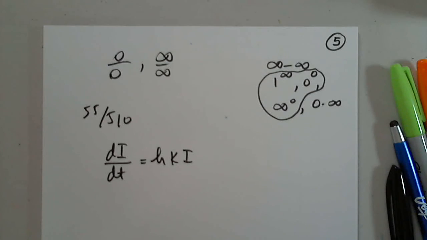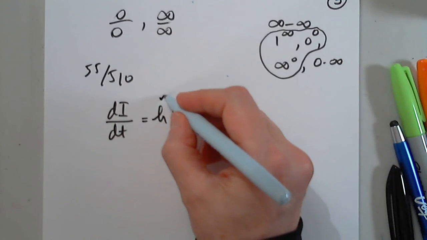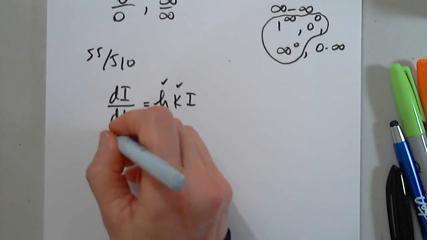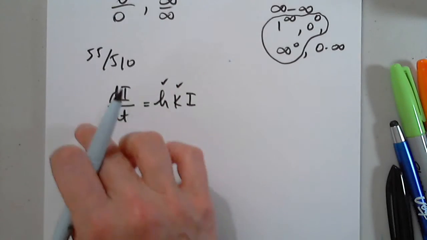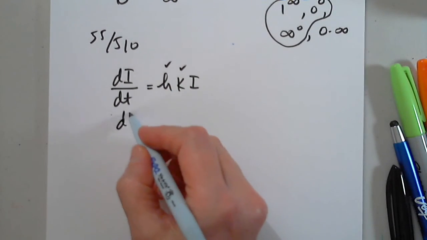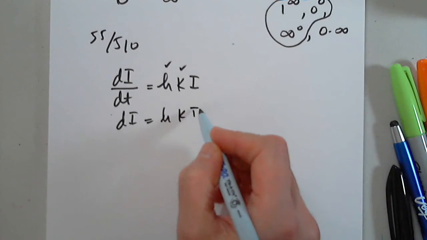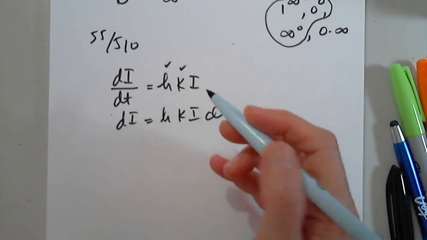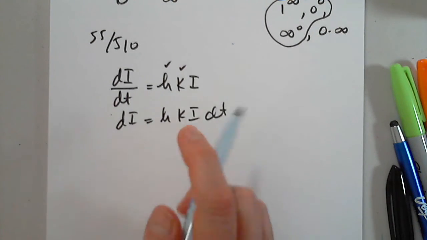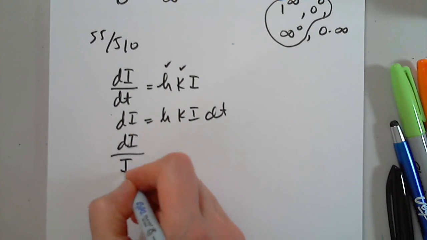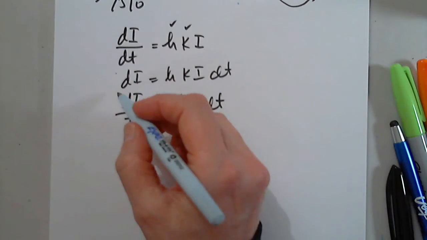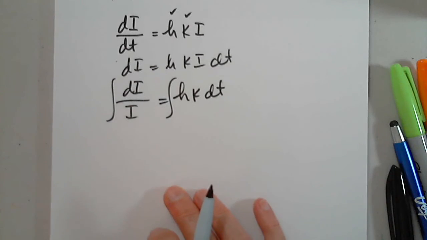Use separation of variables to solve the differential equation. So that's our first step. Don't bother with these two because they are constants. So of course I have to bring I in the denominator, and I have dt. So first, if you want, you cross multiply. So dI equals hkI dt. And I has to go on this side, and I cannot just move it. I have to divide by it. So dI over I equals hk dt. At this point, I separated the variables so I can integrate.